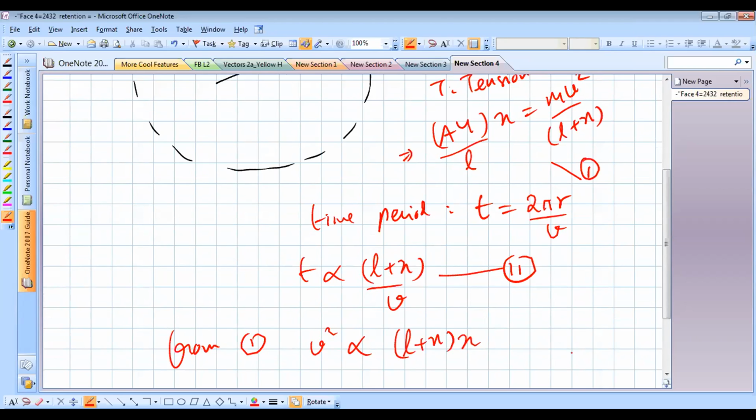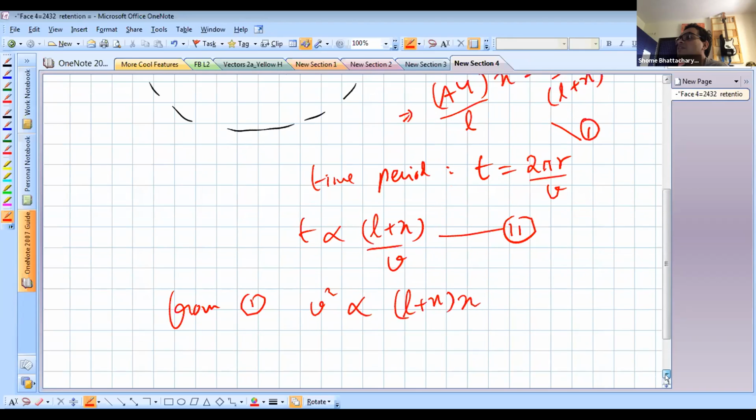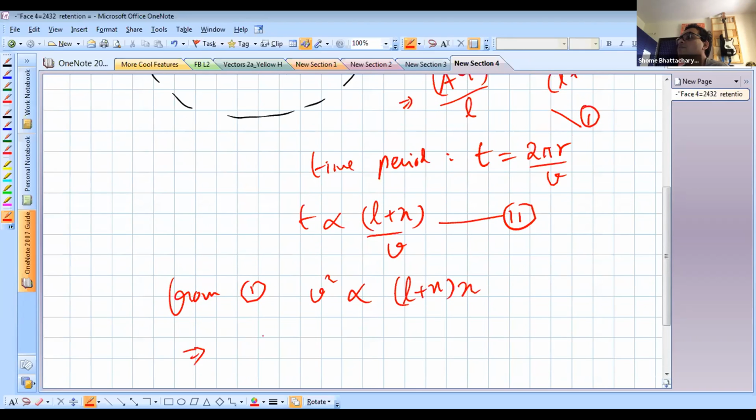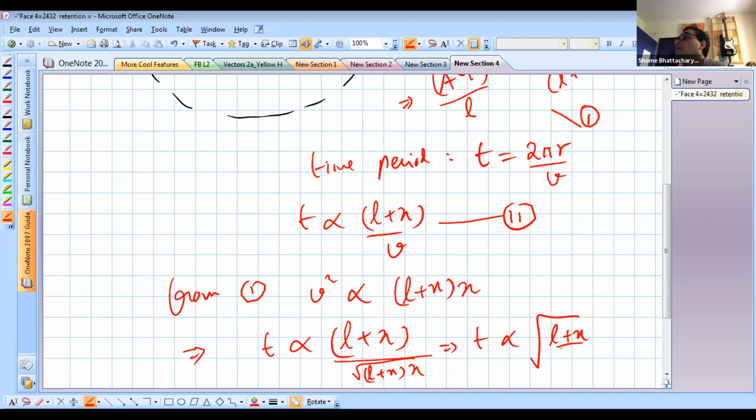So from this we can see the relation of time period. Time period is proportional to L plus X upon V, which itself is proportional to what? Square root of L plus X into X. So that is your relation of time period. Time period is proportional to square root of L plus X upon X. This is how we can do the question.